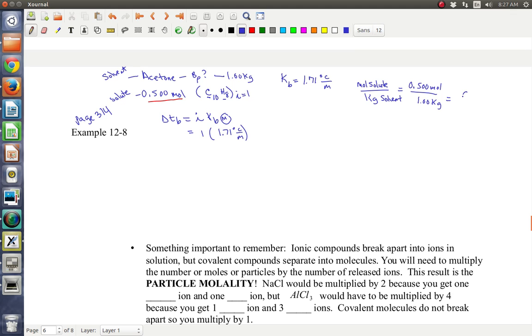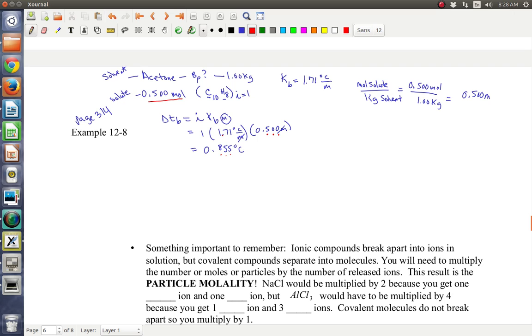So this is just a 0.500 molal solution. So that's what I'm going to put here, 0.500 molal. Cancel out my M's and do the math, and I'll be able to get my change in the temperature, which is 0.855 degrees Celsius. 3 significant figures, 1, 2, 3, because of this, 1, 2, 3.